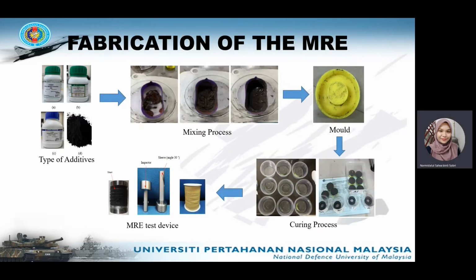My research starts with the fabrication of the MRE. MRE has three main components, which are rubber, ferrous particle, and binder. And I will be adding four types of additive, which are copper, zinc, ferrite, and aluminium. The additives are classified into two groups, magnetic and non-magnetic additive. Ferrite and zinc are the magnetic additives, while copper and aluminium are the non-magnetic additives.